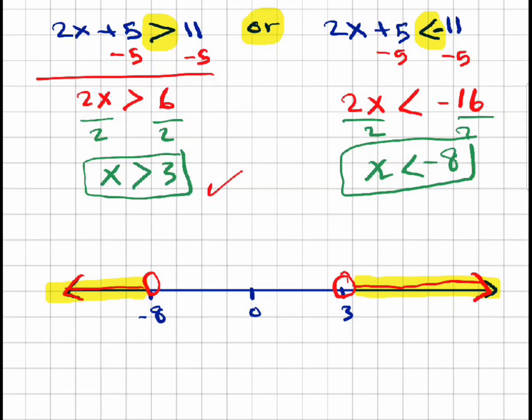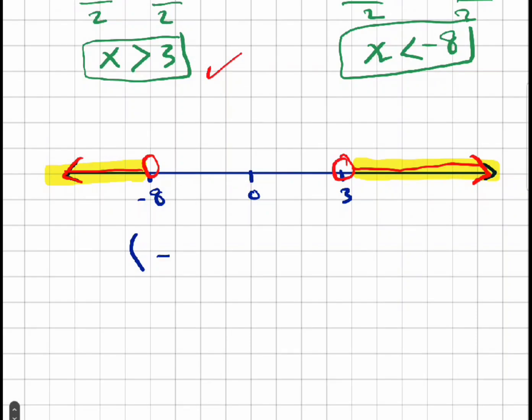So now we can represent our solution using interval notation. So x could be anywhere between negative infinity to negative 8, as we see here. And then union, it could be anything between positive 3 and infinity. With infinity symbols, always use parentheses. If you have an open circle, you also need to use parentheses. If you're dealing with closed circles, then you need to use brackets.